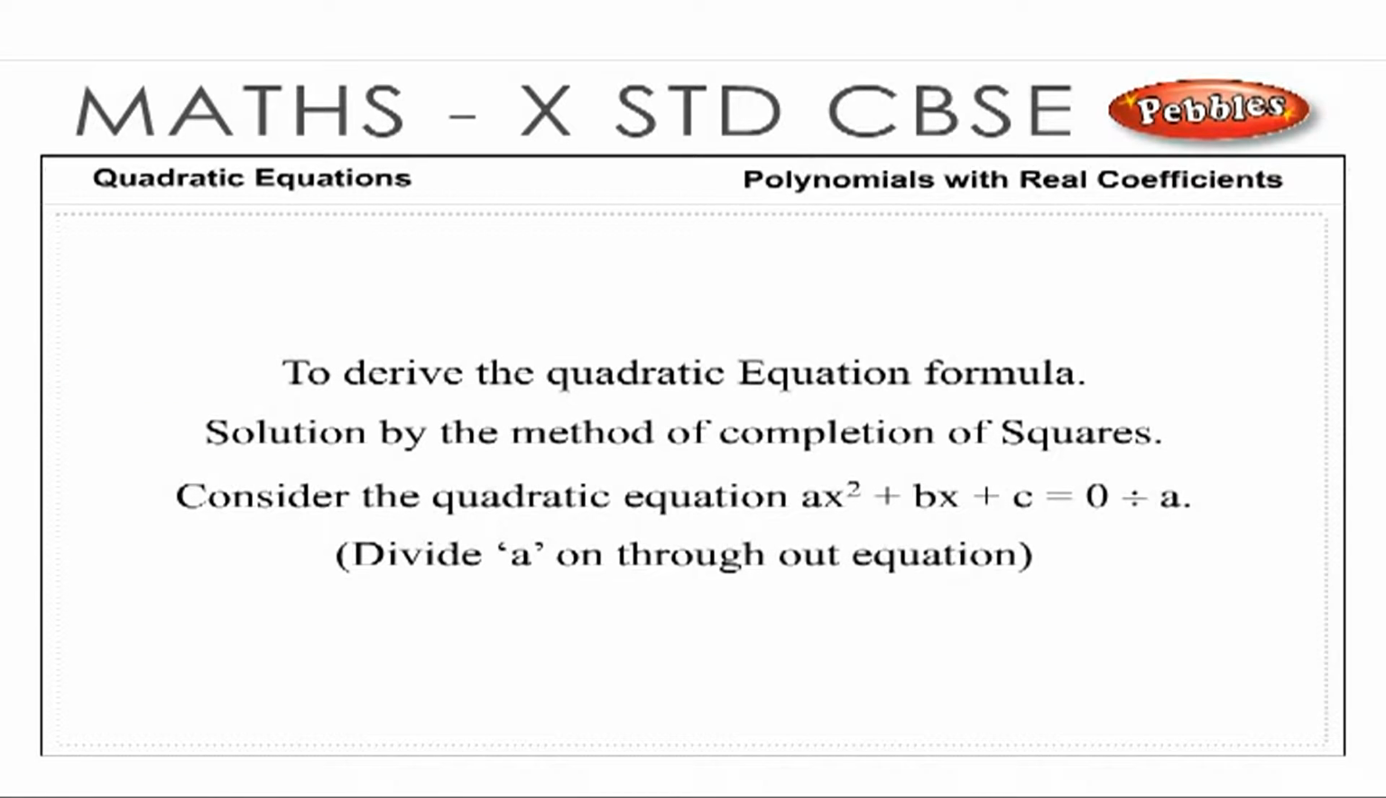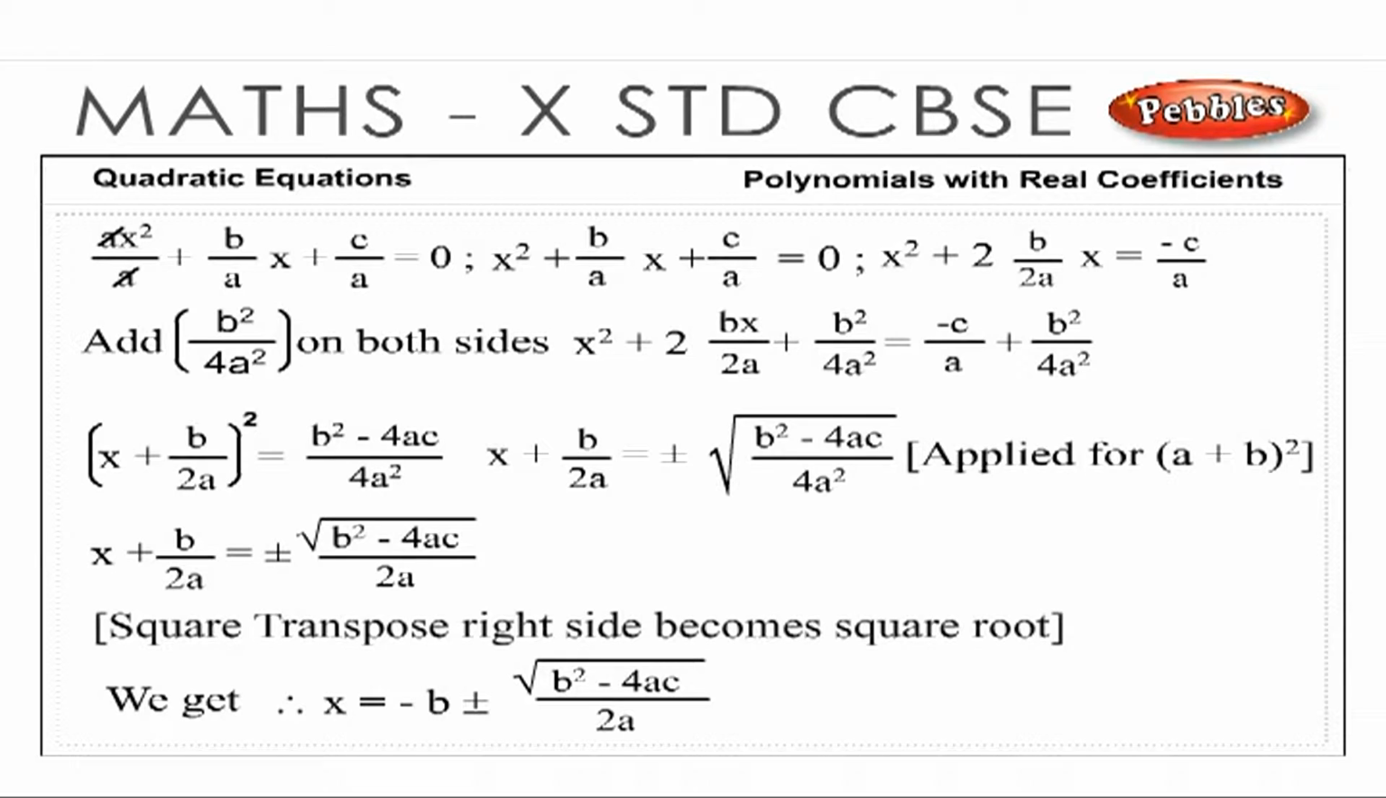To derive the quadratic equation formula, we use the method of completion of squares. Consider the quadratic equation ax squared plus bx plus c is equal to 0. Divide by a throughout the equation. We get x is equal to minus b plus or minus the square root of b squared minus 4ac by 2a.